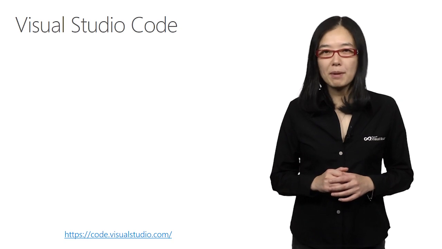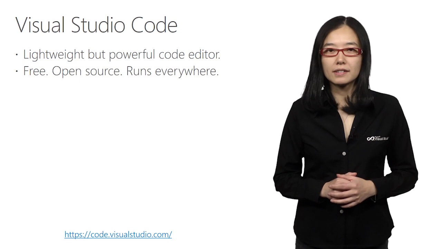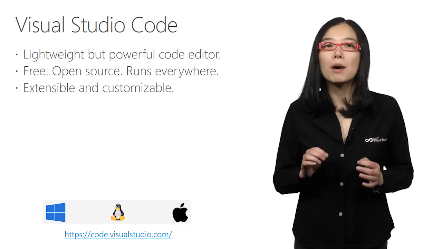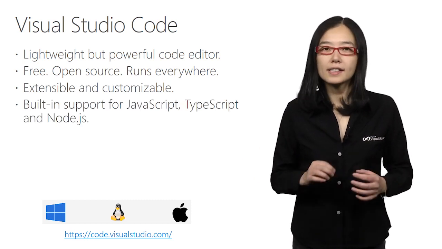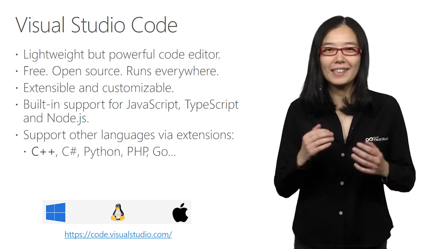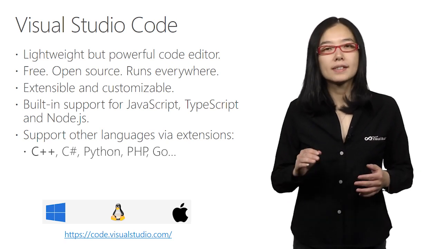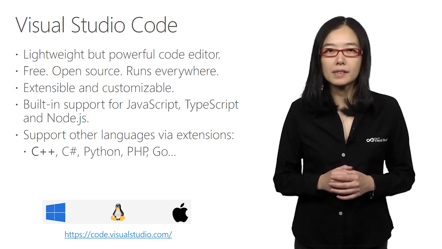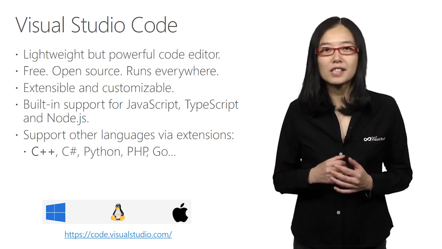Visual Studio Code is a Microsoft product and aims to be a lightweight but powerful code editor. VS Code is completely free and open sourced and runs on multiple platforms, including Windows, Mac, and Linux. This code editor is highly customizable, so you can fully customize it to be your editor. VS Code provides built-in support for JavaScript, TypeScript, and Node.js, and many other languages, including C++, are supported via extensions. In this video, we're going to focus on the C++ extension.